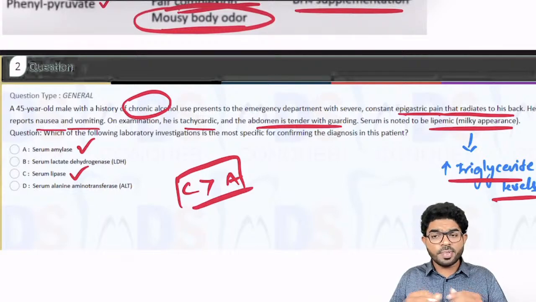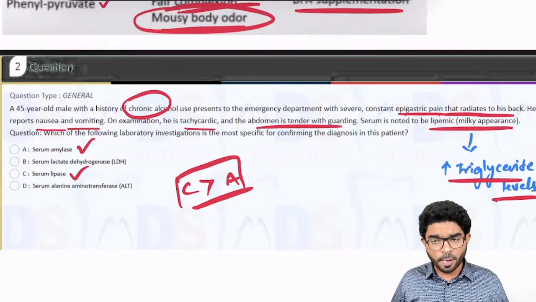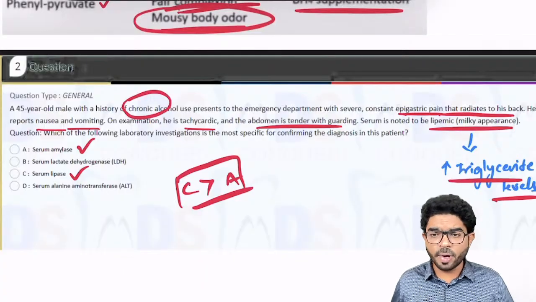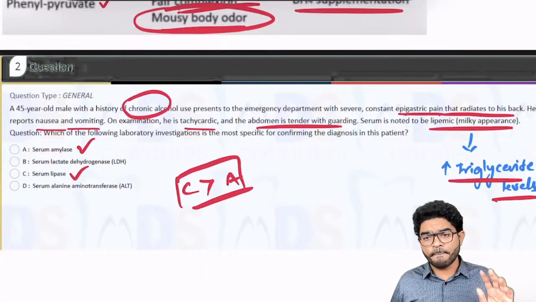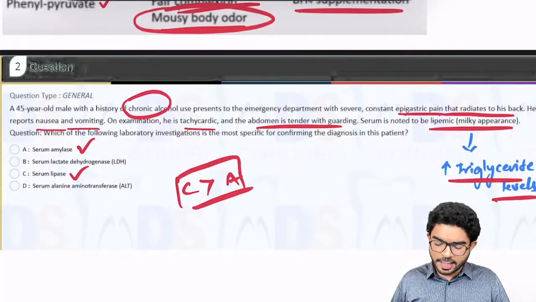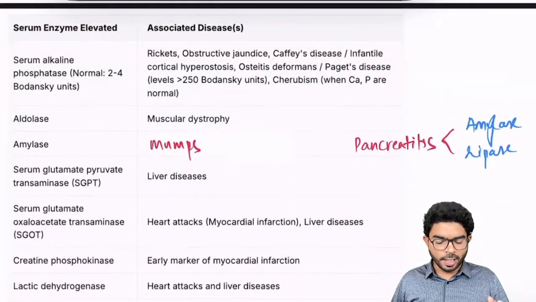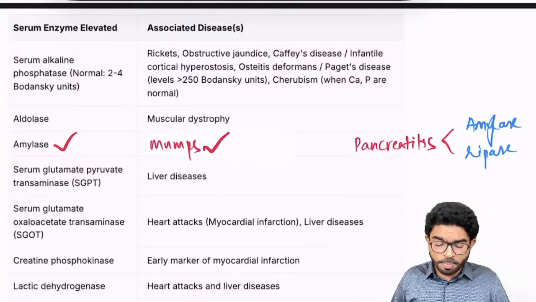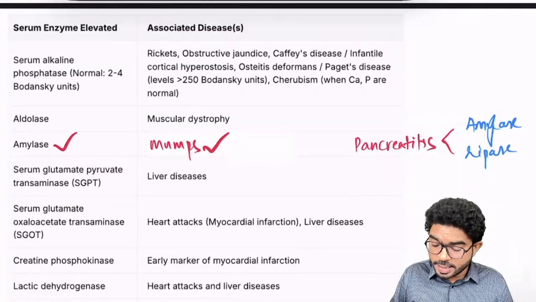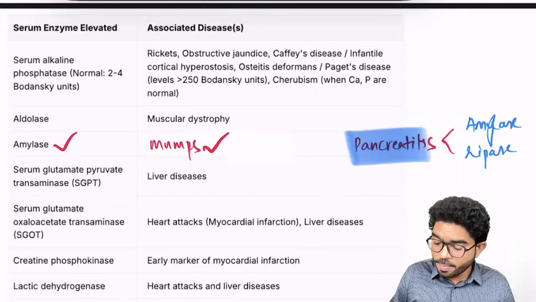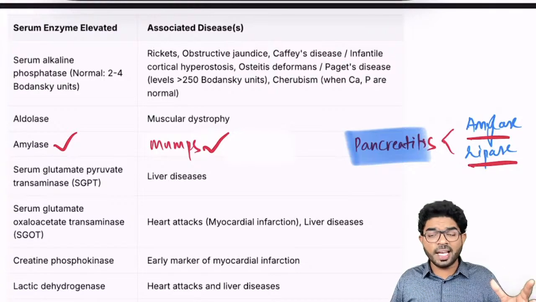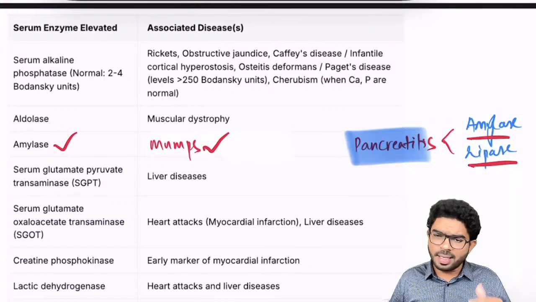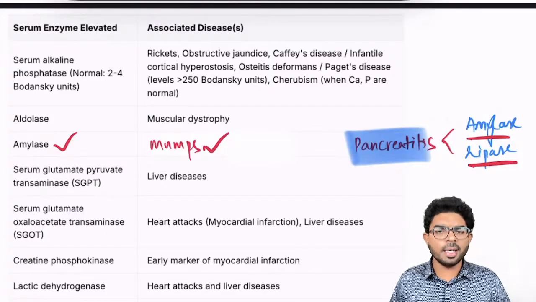Enzymes and their diseases are very, very important, both from a general medicine point of view as well as from our biochemistry point of view. I have given a nice table covering all the important things. Amylase is very, very important when I'm talking about mumps, and again when I'm talking about the pancreas. Both are important, but if I'm talking specifically, I am more inclined to lipase, and this is of course a question which was already given in the NEET examination a couple of years back.